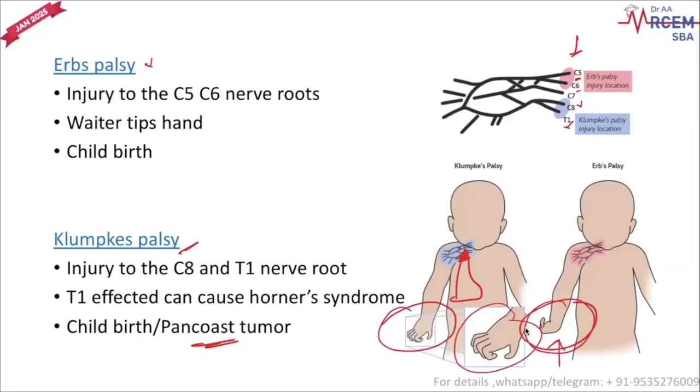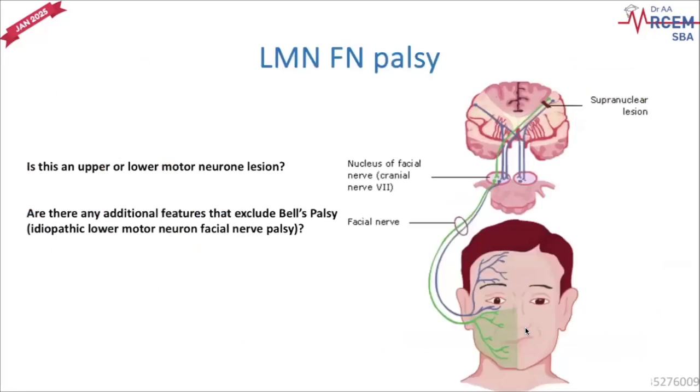This is known as the waiter's tip hand, very typically seen in Erb's palsy. But most of the time, C5, C6 involvement is either from trauma or in childbirth. Otherwise, it's a rare entity to present to the emergency department. Most of the time, it is a childbirth injury.